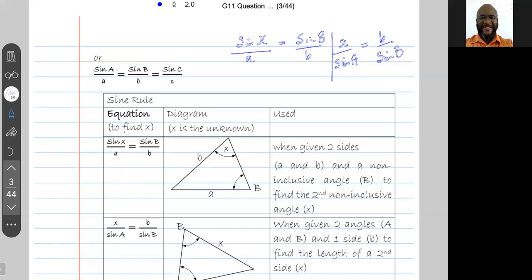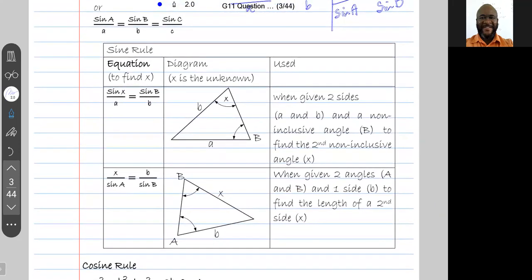So the version of sine rule I use depends on what I want to find. If I want to find an angle, I use this version of it. If I want to find the length of a side, I use this version of it. You will see this in action in a minute or two.